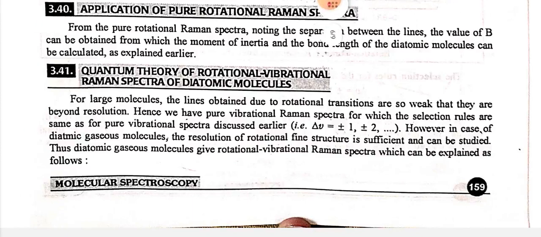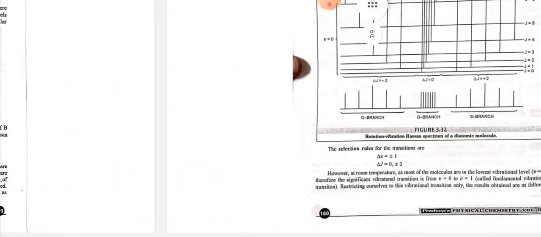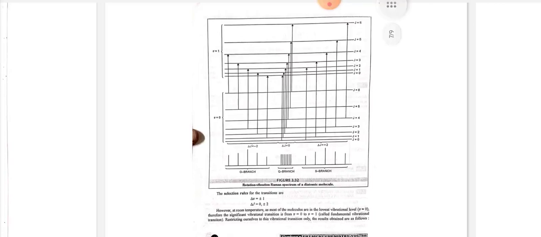However, in the case of diatomic molecules, the resolution of the rotational fine structure is sufficient and can be studied. Thus, diatomic molecules give rotational-vibrational Raman spectroscopy, which can be explained as follows. The selection rules for the transitions are delta nu is equal to plus or minus 1 and delta J is equal to 0 and plus or minus 2.